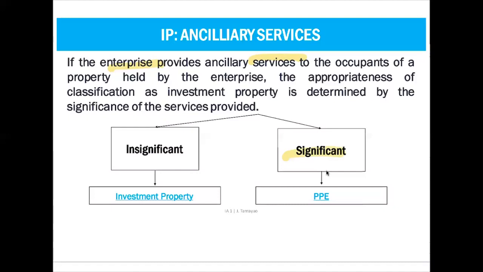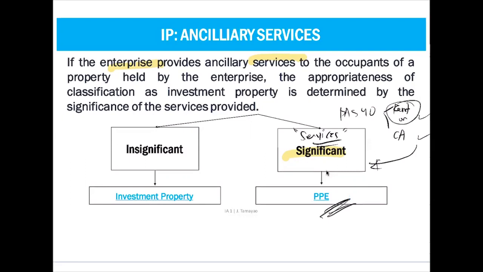Why? Kasi tandaan na, saka lang tayo magpa-PAS 40 pag na-meet mo yung dalawa: held for rental to others or capital appreciation. Eh since napaka-insignificant na ng rental to others or capital appreciation, in short, PPE na. Anong significant dito? Yung significant is yung services. So mas malaki yung value ng services kesa yung rent mo. Therefore, PPE. Kung mas malaki yung value ng rent mo or for capital appreciation, edi investment property.